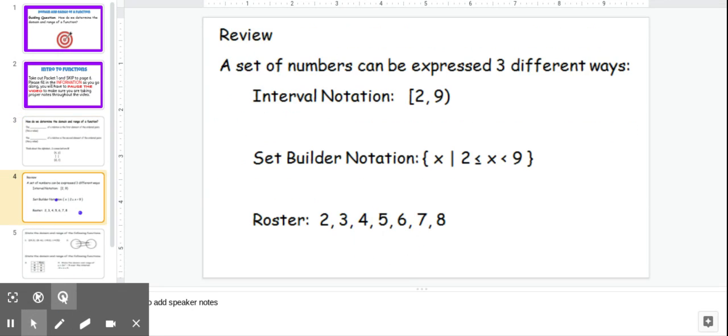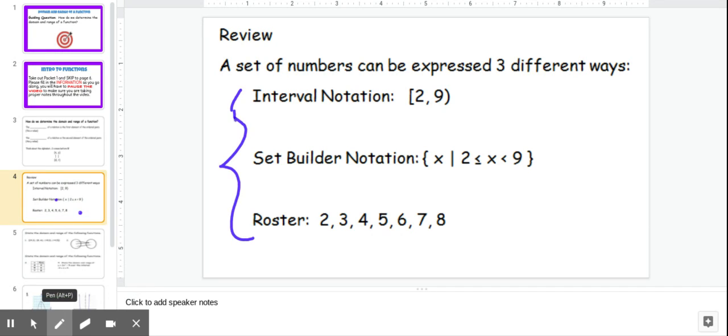All right, one other thing we need to review is the next thing, which would be here. Underneath it, it says how to understand interval notation and set builder notation and roster form. Now, all three of these different notations all mean the same exact thing. They all look extremely different, but they all generate the same exact numbers.